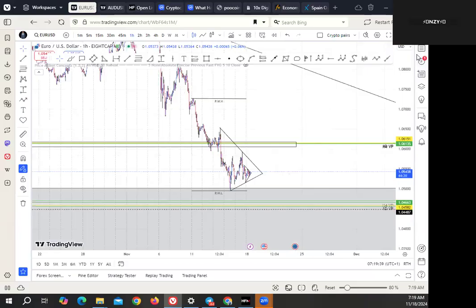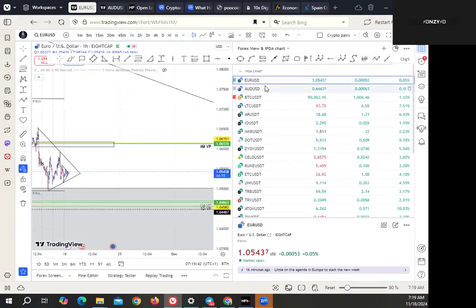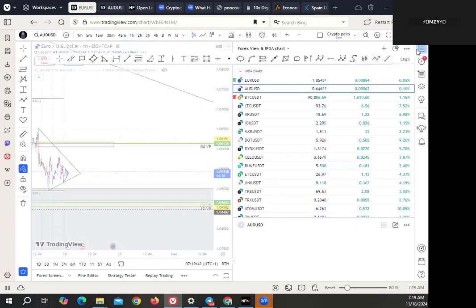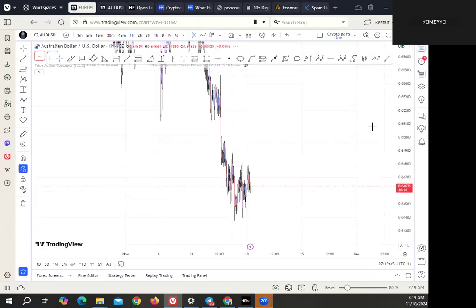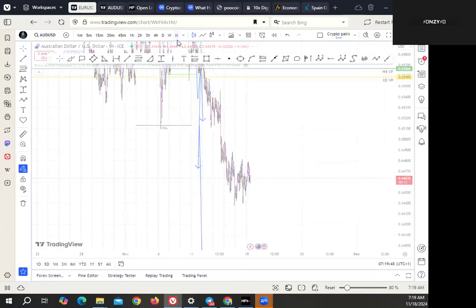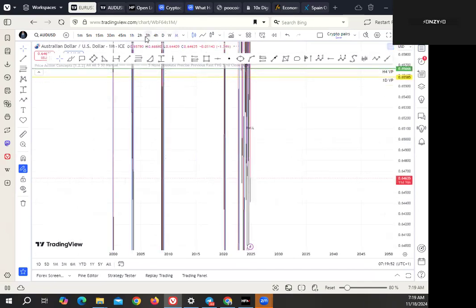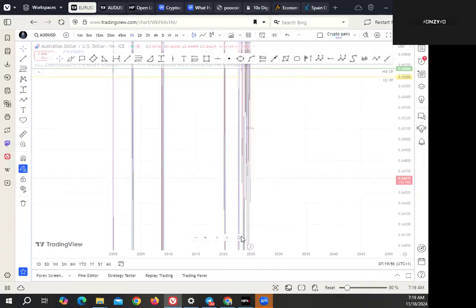So let's dive down to the next session. The next session has to do with AUD USD, which is the chart. I will start with the monthly time frame. But before we start with the monthly time frame, let's see what our analysis was for last week for AUD USD. Let's see if our analysis for last week played out.